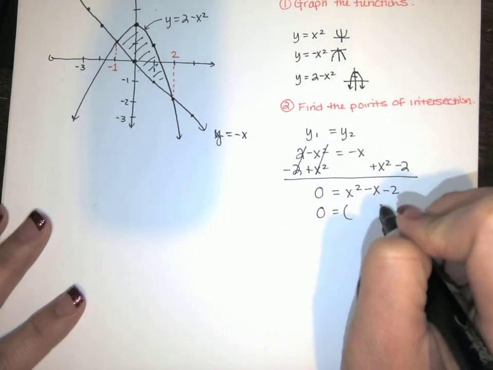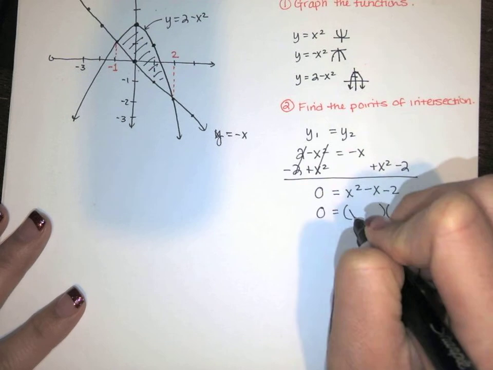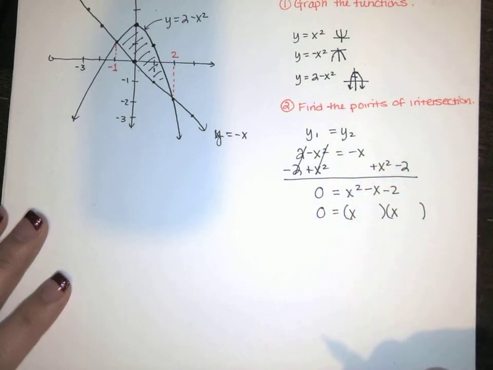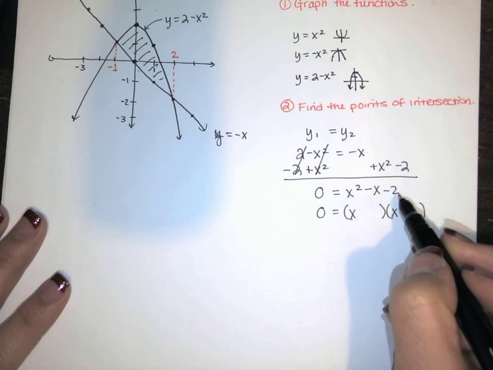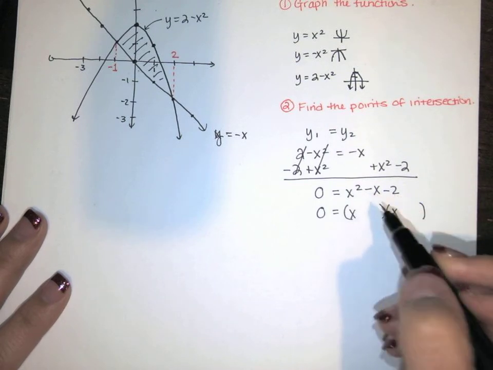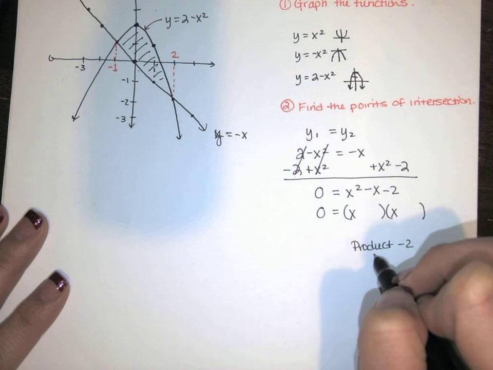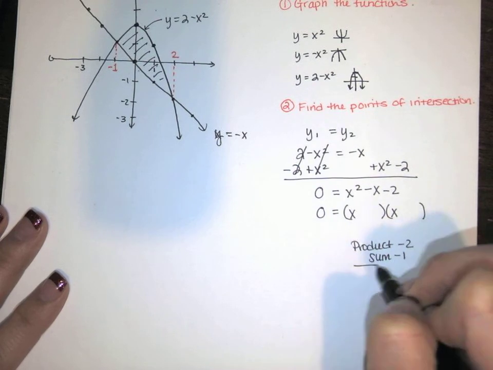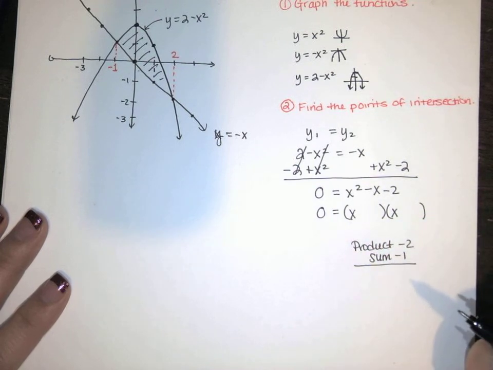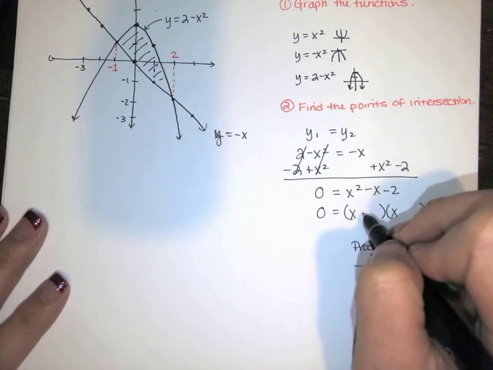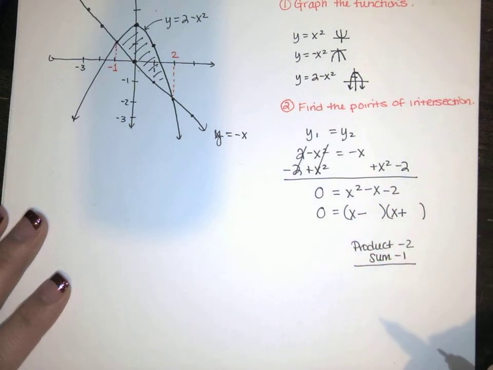Let's see if this factors. First times first is x squared, so I've got an x and an x. Now I need two numbers that multiply to give me negative 2 that add to negative 1. So a product of negative 2 and a sum of negative 1. And remember, in order to get a product that's negative, one of these has to be negative and the other one has to be positive.